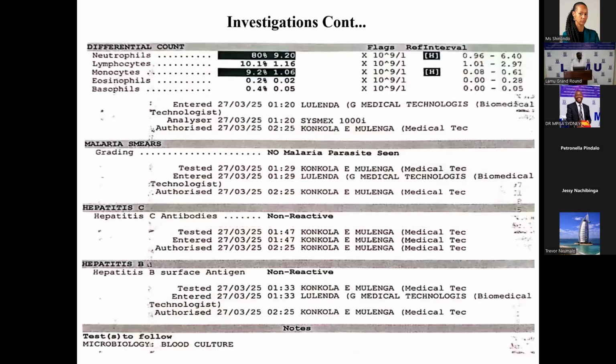Moving on, we're now going to look at the differential count. Under the differential count, there was neutrophilia and monocytes were also high. So neutrophils were high and monocytes were high. The malaria parasite slide was also taken and it was negative. Hepatitis C antibodies were tested and came out negative. Hepatitis B surface antigen was non-reactive.